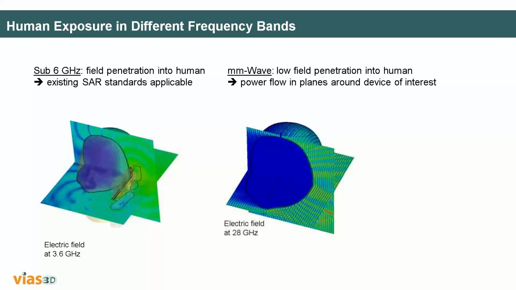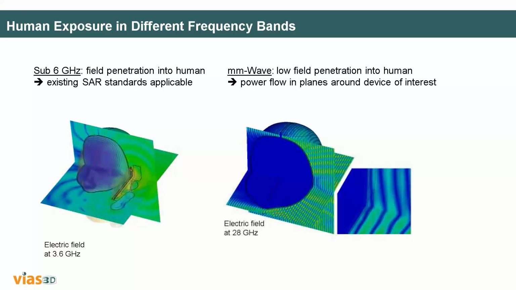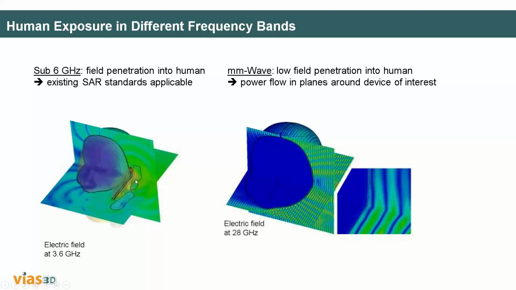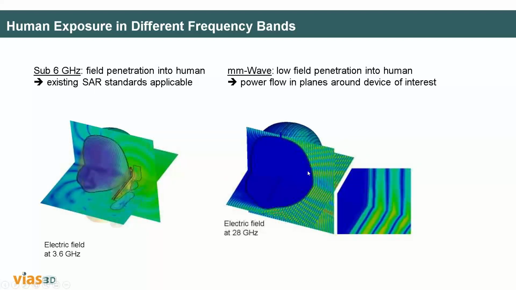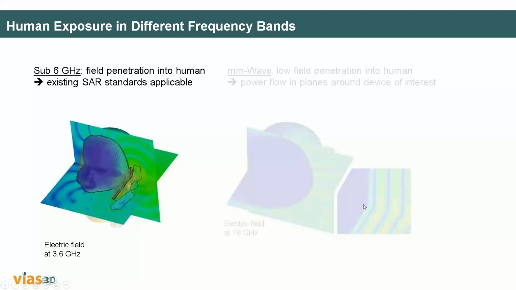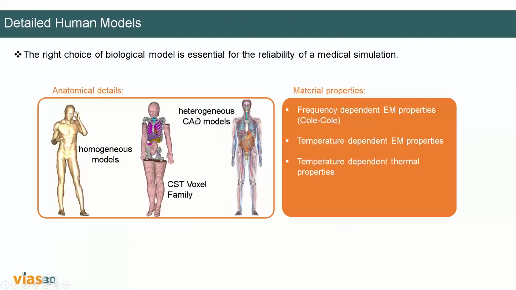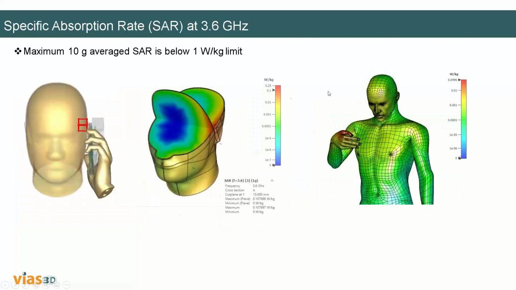I will show you an example of an antenna with a body, with just 1 watt of power supply. So this is what you are seeing at 6 gigahertz. You have penetration in the body, and in millimeter wave you don't have any penetration, but the effect will be only on the surface of the human body. And you can just ignore this one. So this is the thing, two different bands of frequency.